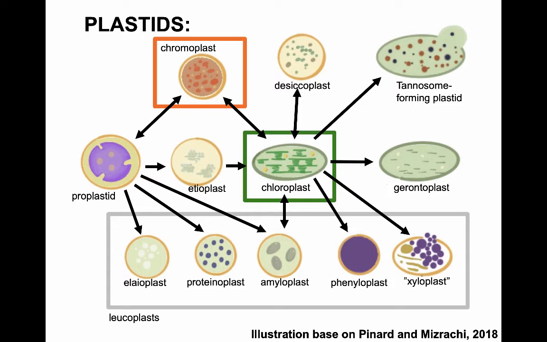Phenyloplasts actually are storage areas for phenolic secondary metabolites, and they've just started to be researched. I think most of the research has happened in vanilla bean. Vanillin is actually a phenolic secondary metabolite. So it's a kind of interesting group, but remember, you really only have a small number that you need to know about.